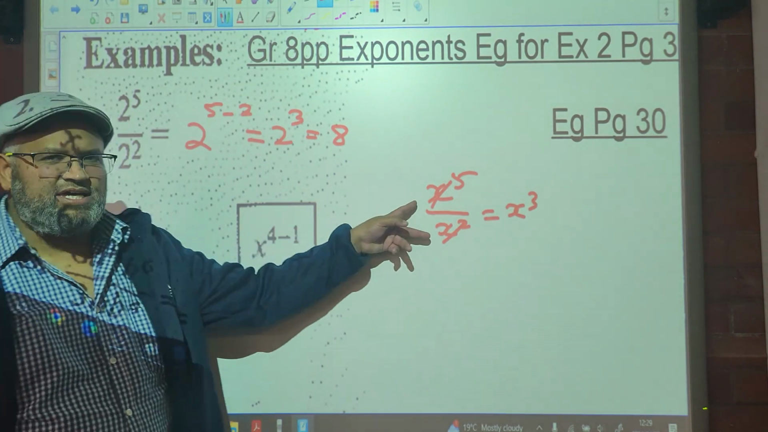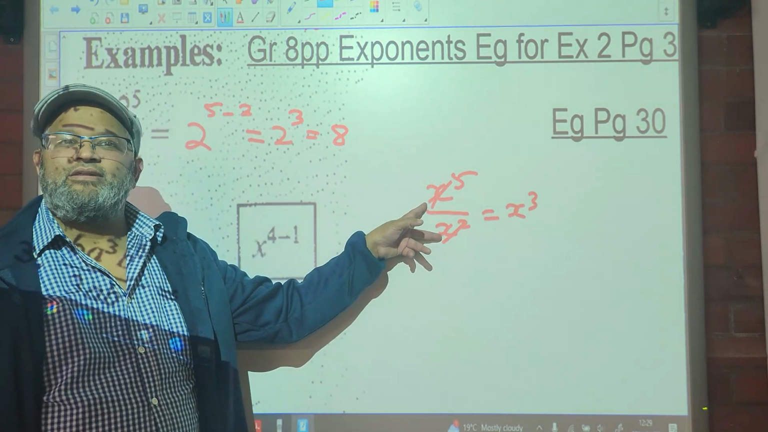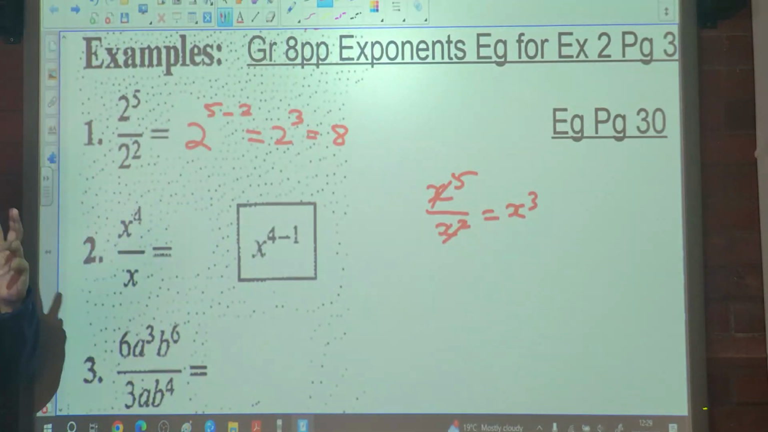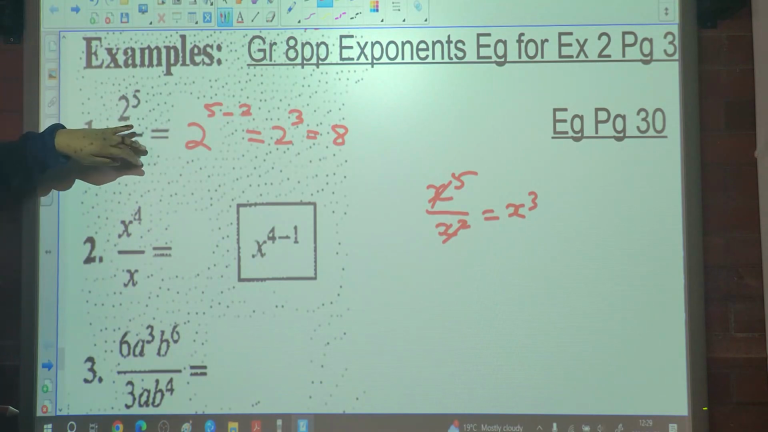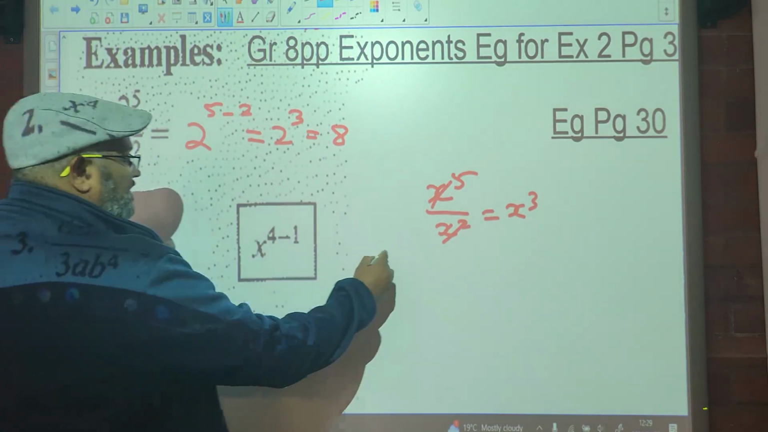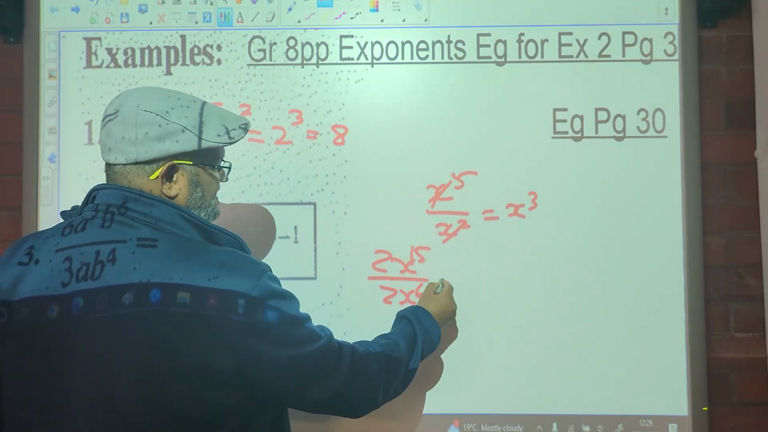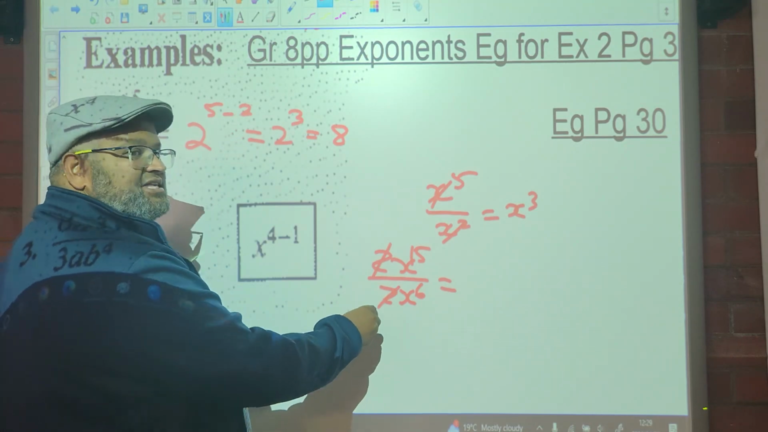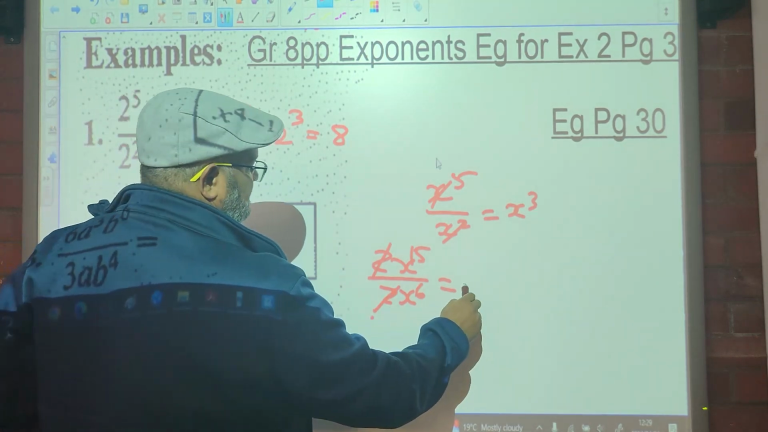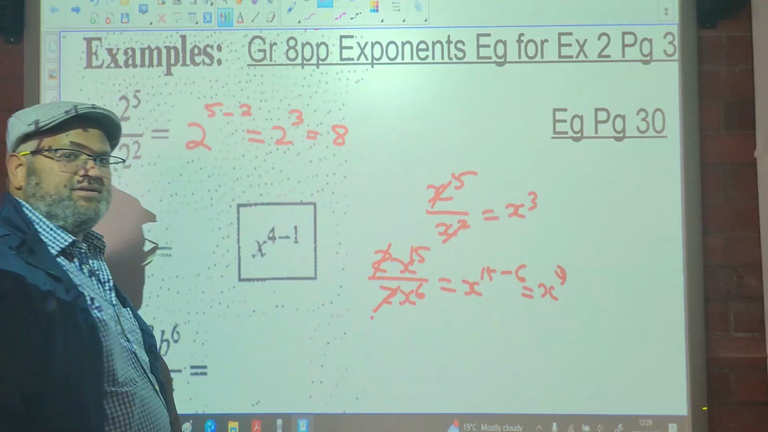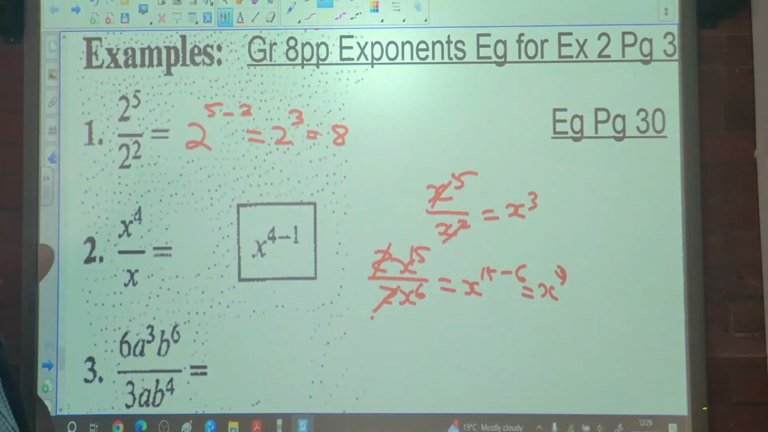Did you cancel the x's here? No. So why do you want to cancel the 2's here? It will only cancel if there's no exponent there. Okay. Say you got 2x to the 15 over 2x to the 6. Then the 2's will cancel because they're the same. Then you get x to the 15 minus 6, which is x to the 9. You see the difference? Okay.